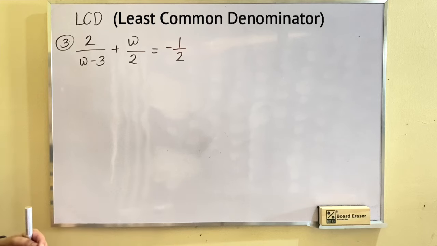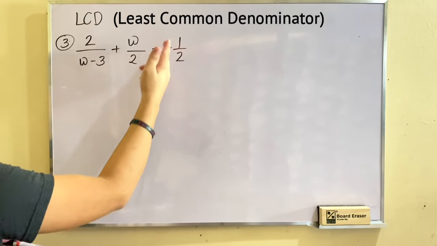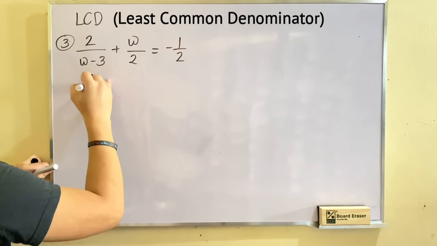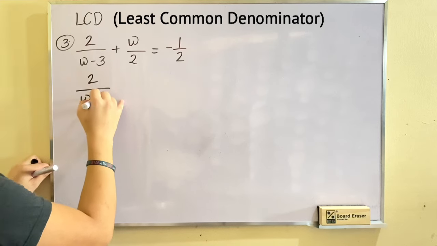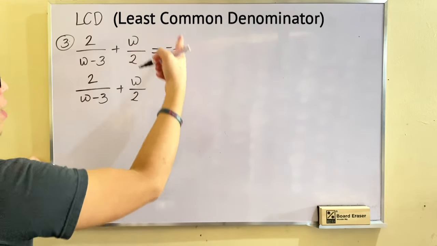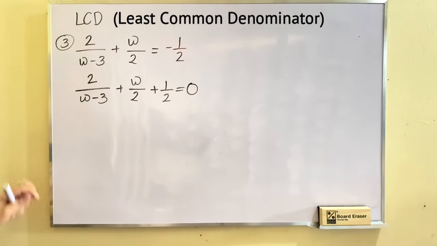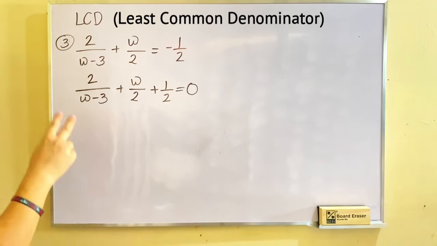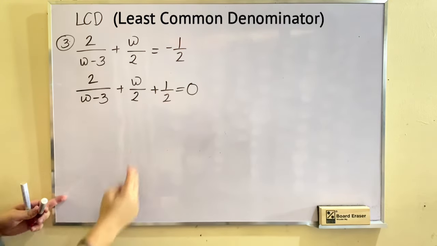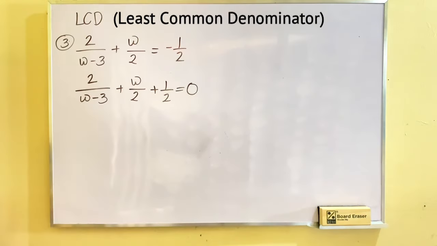So, ang gagawin natin, ilipat na lang natin tong negative 1 half sa kabila and then equate natin siya sa 0. Ang mangyayari, 2 over W minus 3 plus W over 2. Yung negative 1 half, nilipat sa kabila, magiging positive 1 half equals 0. Kita nyo naman, yung ating denominators is magkakaiba. Maaaring itong dalawa parehas, pero iba pa rin sila dito sa isang ratio.